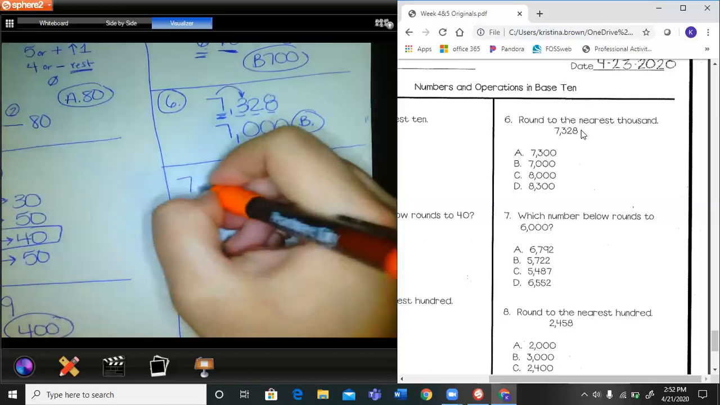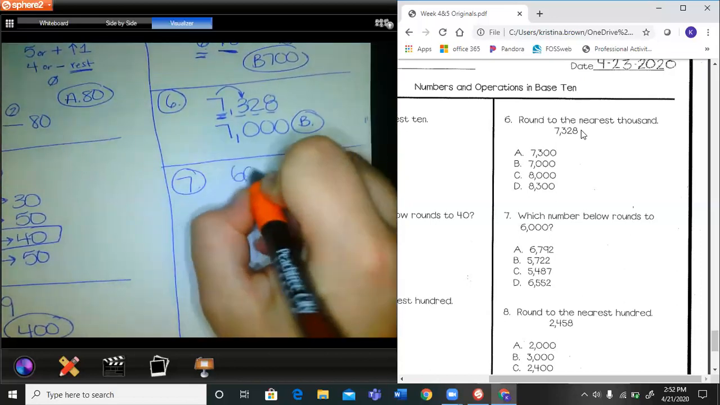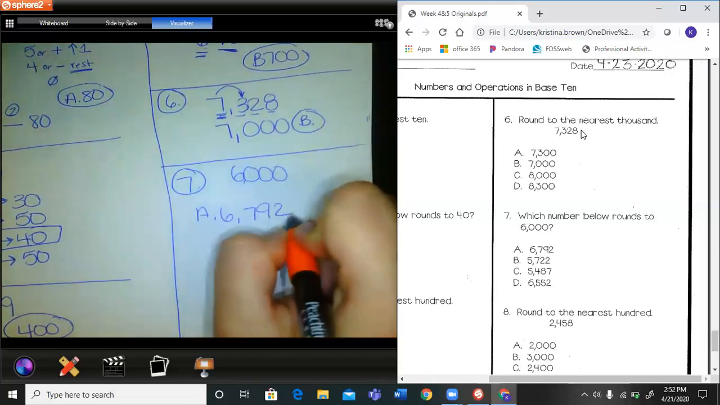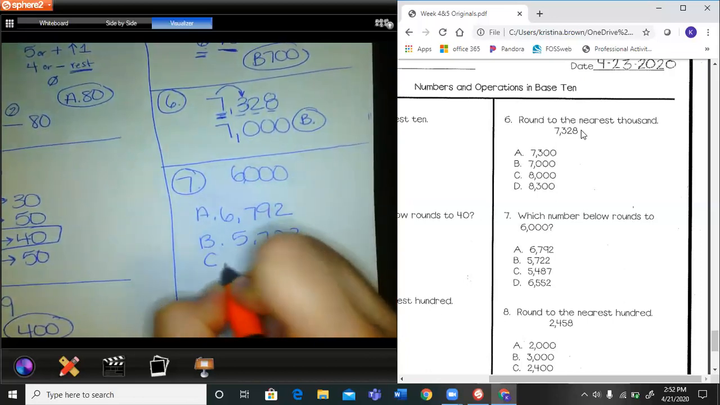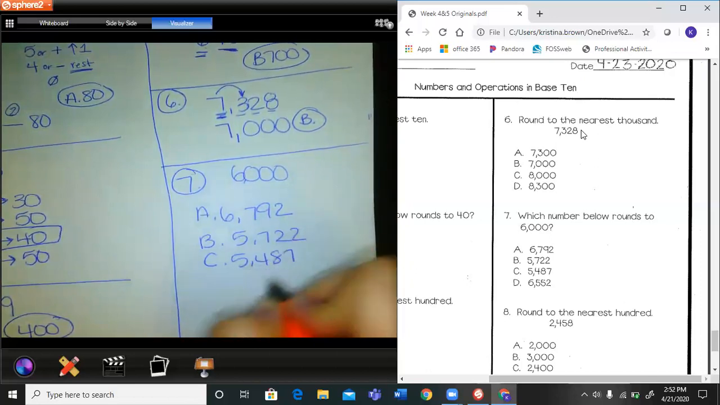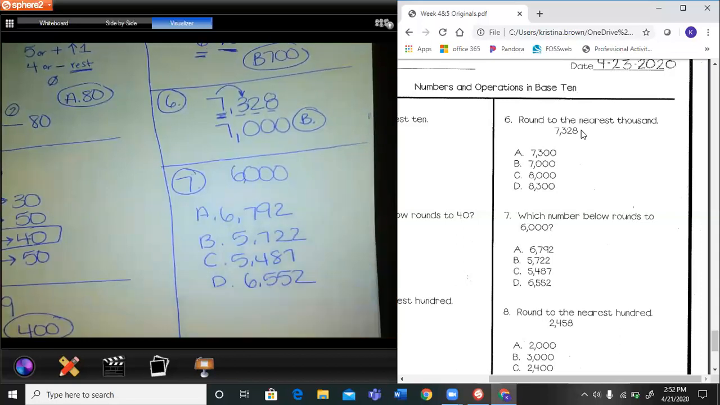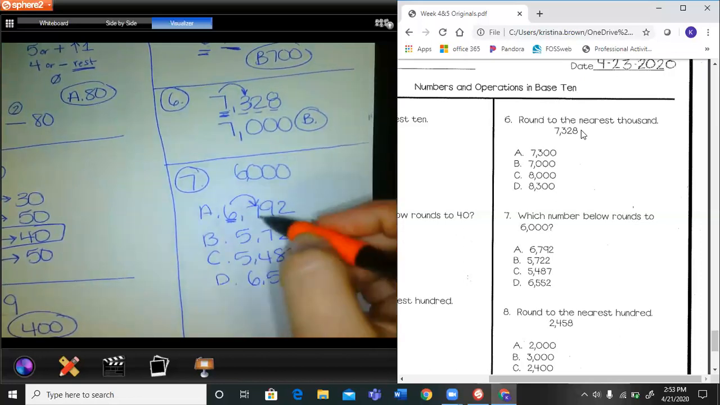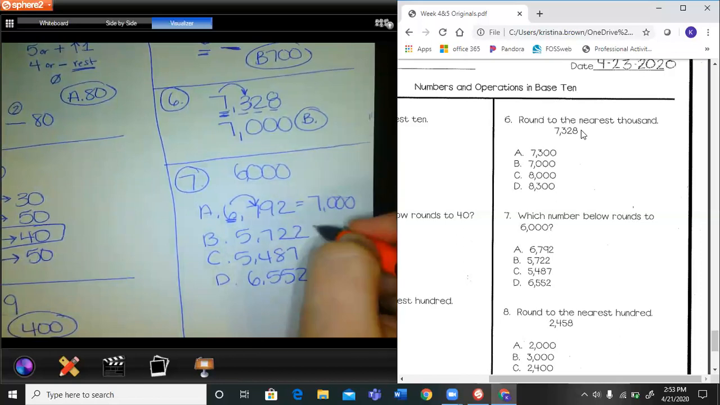Number 7, which number below rounds to 6,000? So we're looking for 6,000. So first we have 6,792. I'm going to go ahead and write all these down. Okay, we're looking for it to round to 6,000. So I find my number, look to the right. This is a 7, which means it is higher than 5. 5 or more, raise the score. So this is going to go up 1. So this number is going to round to 7,000.